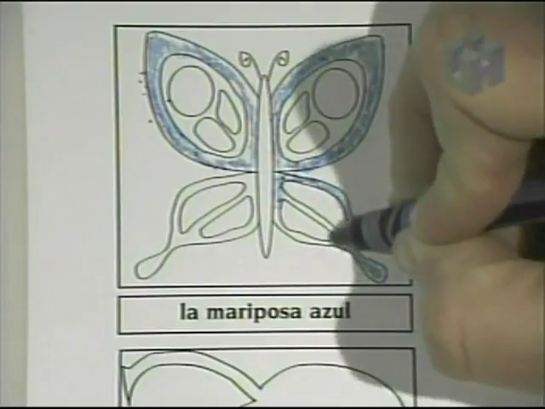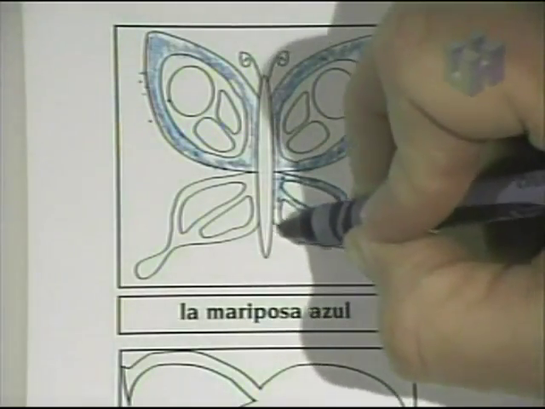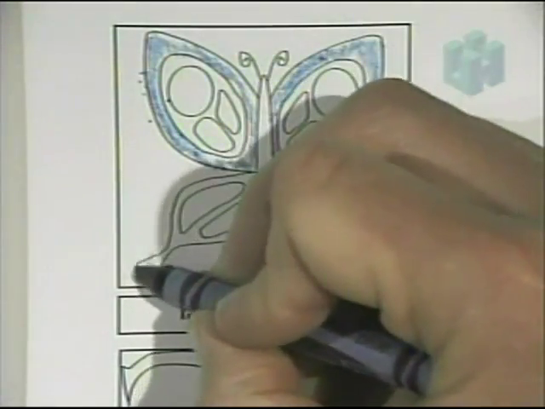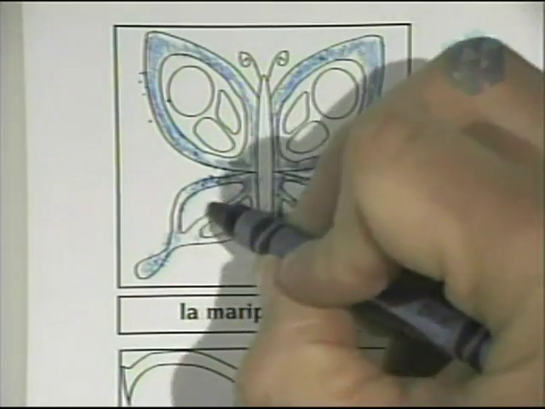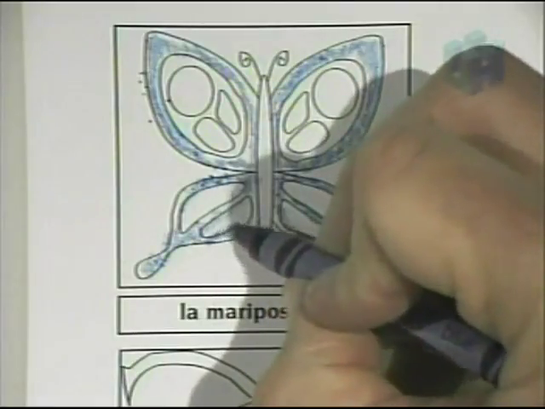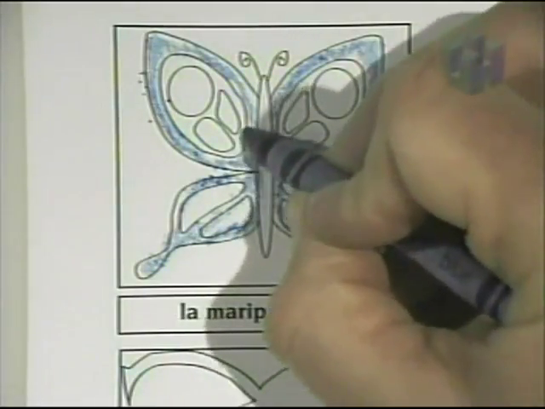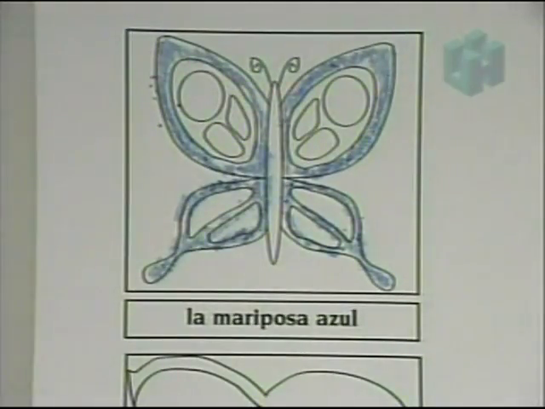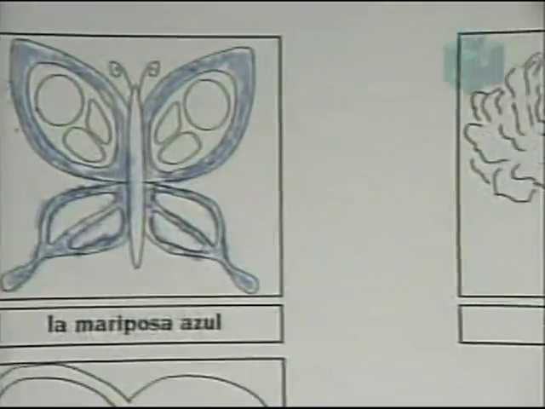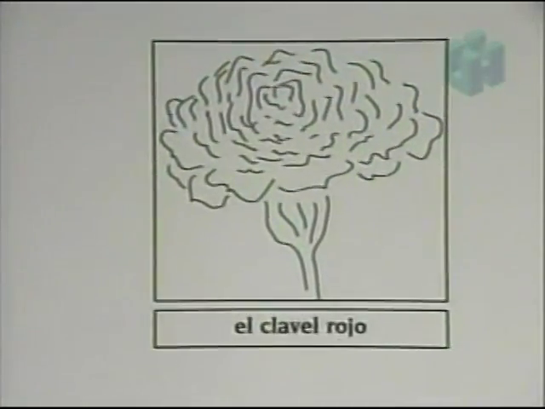Okay? Aquí está azul. And I'm even going to leave these parts hollow because I might go back later. I enjoy coloring. I might come back later and color some more of this one. La mariposa azul. Now we saw some flowers in the story, and one of them was el clavel.